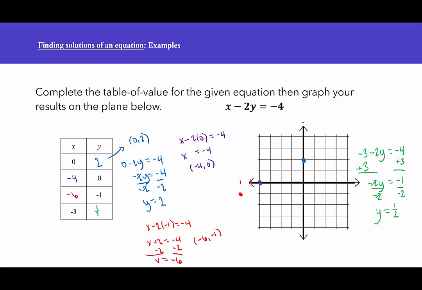So this one's not as great. I plugged in negative 3. I have x is negative 3 and y is 1/2. We'll just have to do the best we can with this. So negative 3, 1, 2, 3, and then 1/2 is just halfway between 0 and 1. Now using a straight edge, or in this case I had to freehand it, does it look like these 4 points form a straight line?